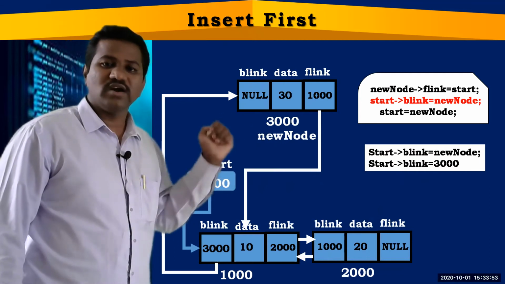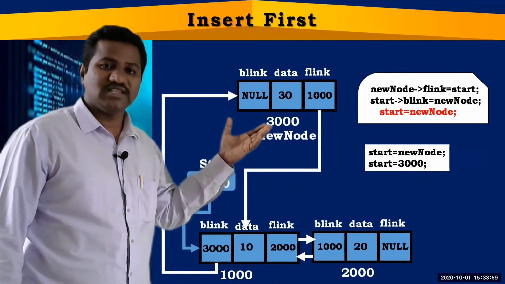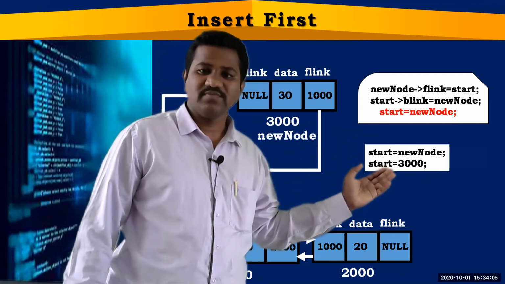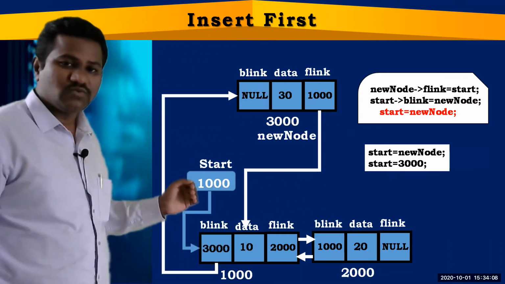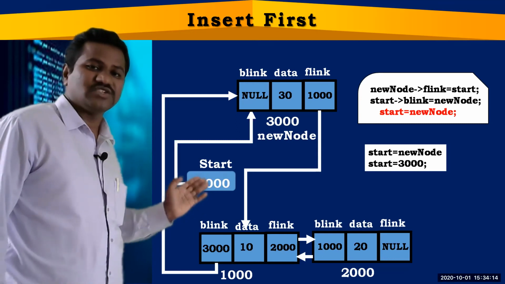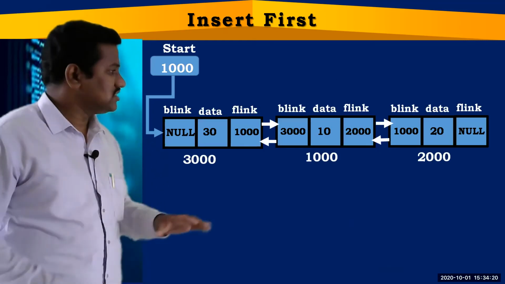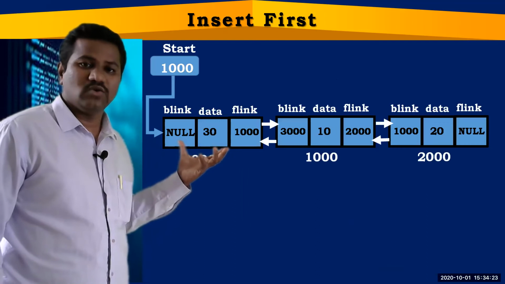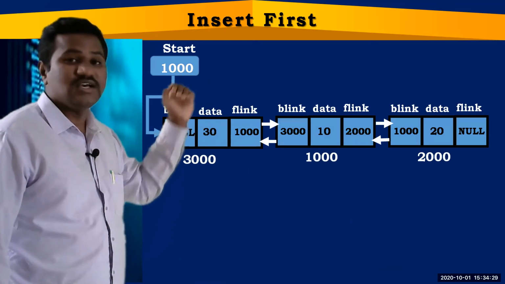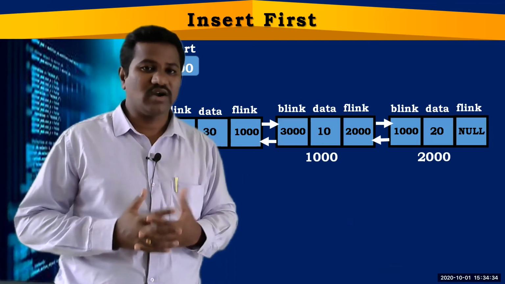Later, we need to make this new node the start node. Start actually contains 1000, and we would like to make this new node the first node. If you want to make the new node the first node, this address should be stored in the start pointer. So start is assigned with new node, the last instruction, and then 3000 is stored in start. In the place of 1000, you'll have 3000, so a link will be established from start to 3000. Like that we establish the links, and this is the final linked list: the 30 node we inserted as the first node in the linked list, whereas 3000 is stored in the start pointer. This is how we perform the insertion operation, that is, inserting a node as the first node.